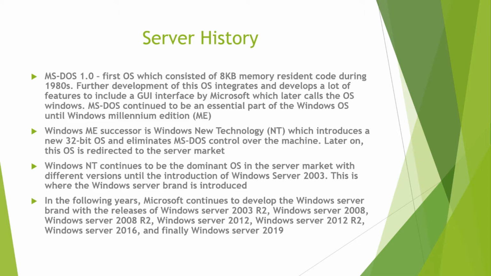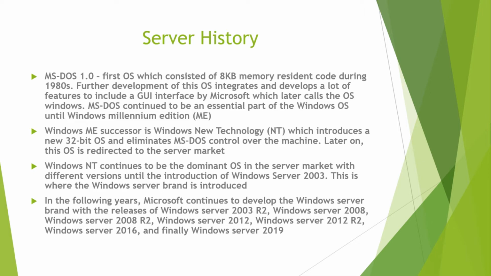In order to have a better understanding of the architectural structure of the Windows Server 2012, we first need to take a look at the earlier versions of the operating system, starting with MS-DOS, which is the first OS and consisted of 8 kilobytes of memory resident code and was developed around the 1980s. Further development of this OS integrated features to include a GUI interface by Microsoft, which later called the OS Windows. MS-DOS continued to be an essential part of the Windows OS until Windows Millennium Edition was released.